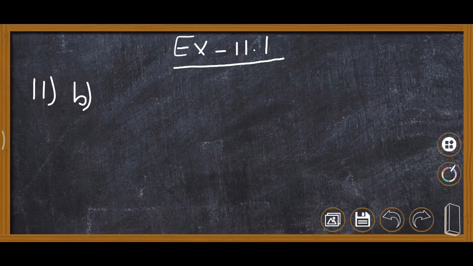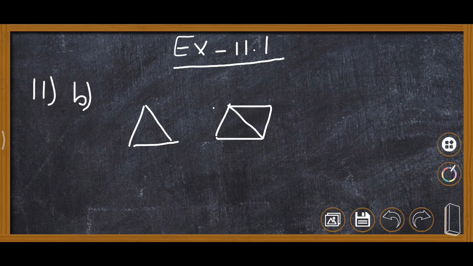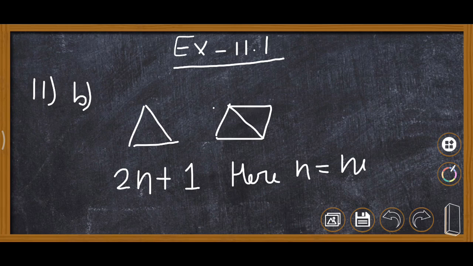Now this is 11th B part. For making triangles, you can see 1 is in common, so 2 are needed and 1 is common, so the algebraic expression for this is 2n plus 1, where n means number of triangles.